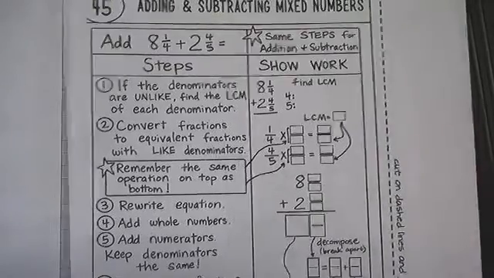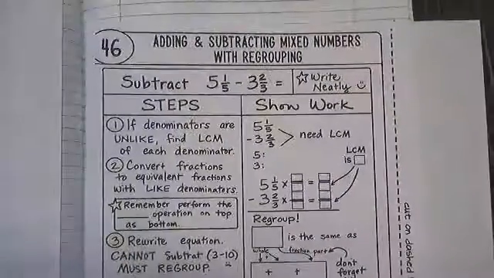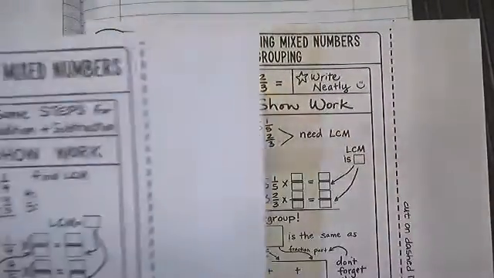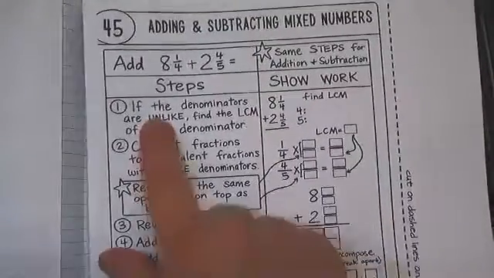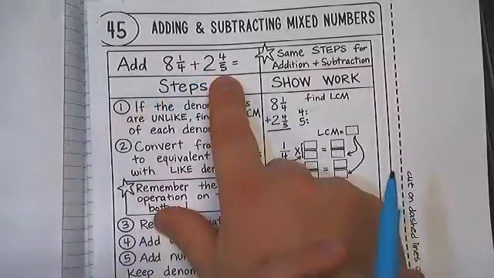Okay, so we're going to be adding and subtracting mixed numbers. And then the second sheet we're going to be working on is adding and subtracting mixed numbers and then regrouping when we're done with the adding or subtracting. Okay, so let's start. Here we're going to add 8 1/4 plus 2 4/5.